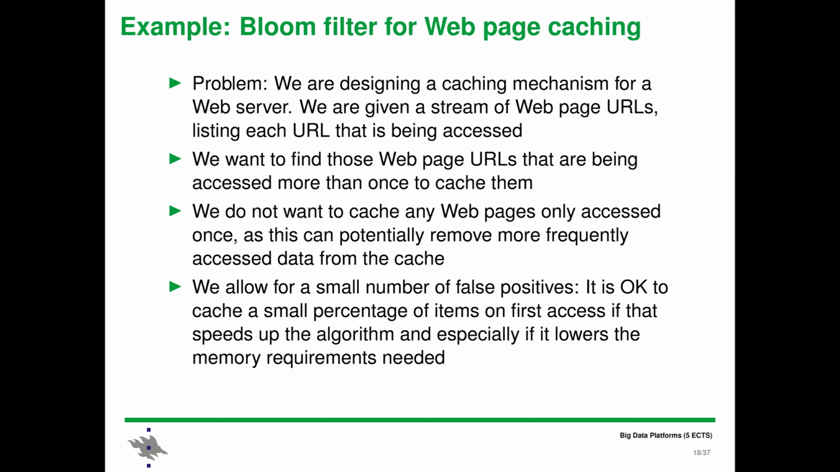And we do not want to cache any web pages only accessed once, as this can potentially remove more frequently accessed data from the cache. And we allow for a small number of false positives. It's okay to cache a small percentage of items on first access if that speeds up the algorithm, and especially if it lowers the memory requirements. So how would you go about doing this?